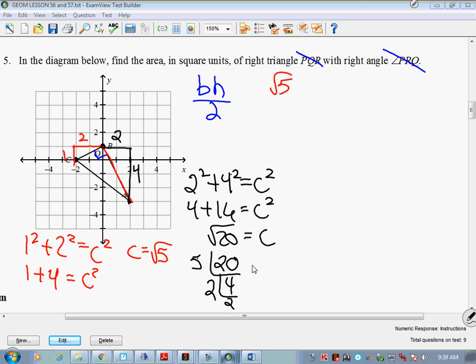2 radical 5. So this is radical 5 times 2 radical 5 divided by 2. What is radical 5 times 2 radical 5? Think about it more. What's that? 2 times 5. 2 times 5 is 10, divided by 2 is 5. So my area is 5 units squared.